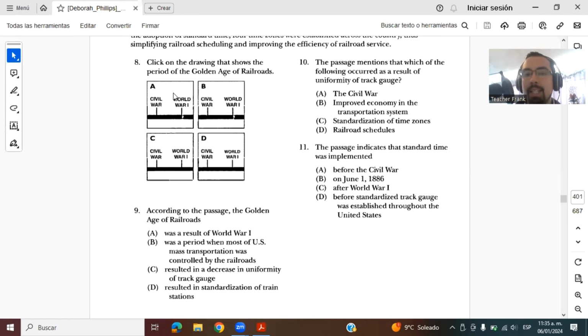Okay, number 8 is B. Number 9 is B. Was a period when most of the U.S. mass transportation was controlled by the railroads. Number 10 is B. It improved economy in the transportation system. And number 11 is D, okay?